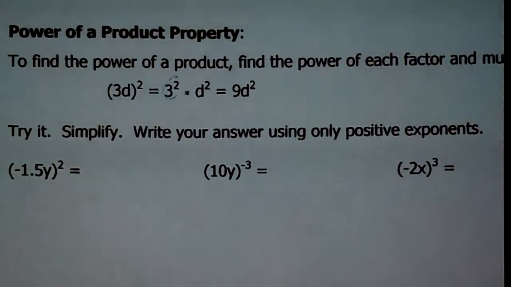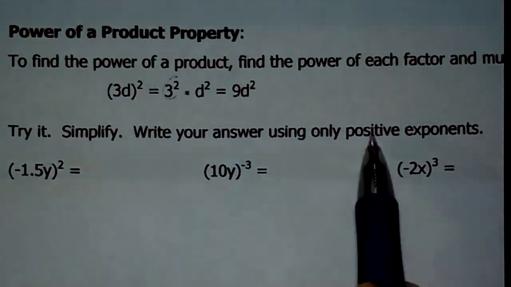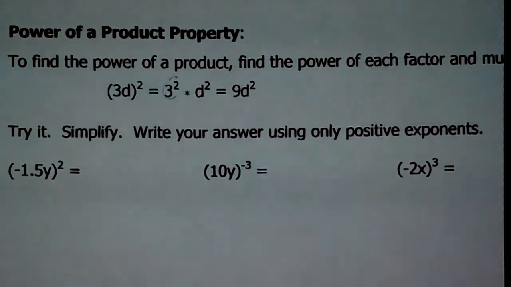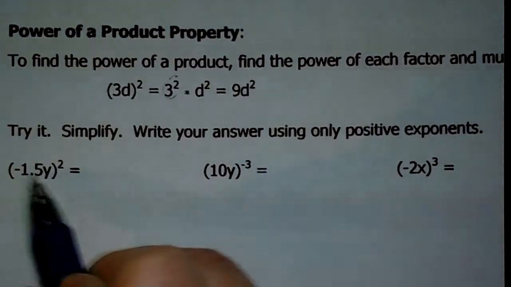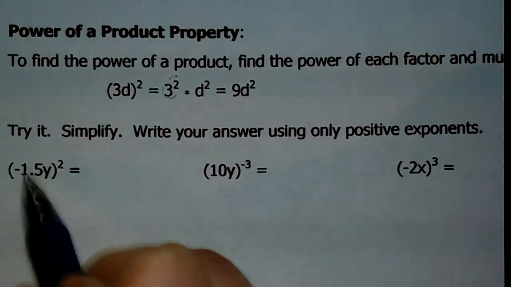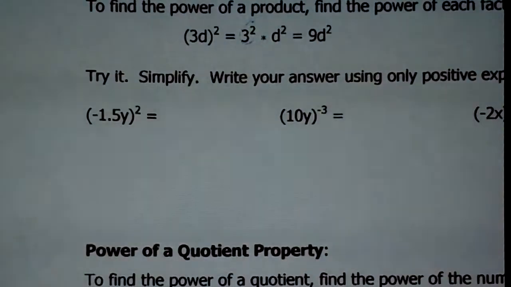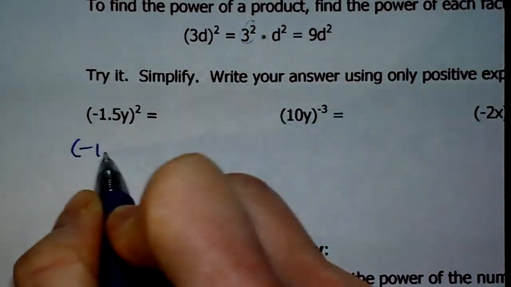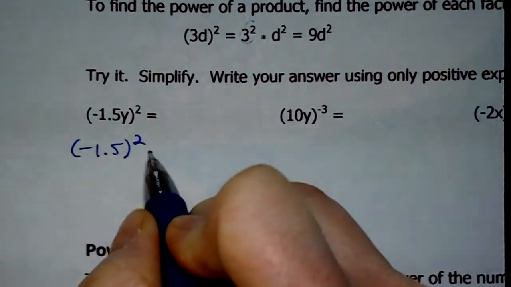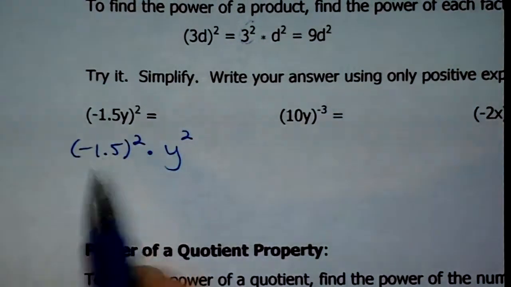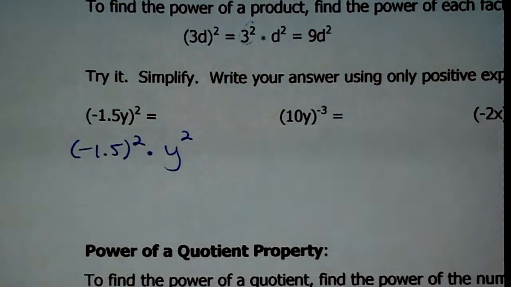These directions are not different. Write your answer using only positive exponents. This is okay. If I have negative 1.5y, the quantity of that squared, then I want to take negative 1.5 squared and y squared. I put parentheses around that base because it's negative, and it's necessary that you do that, otherwise it's going to come out wrong.